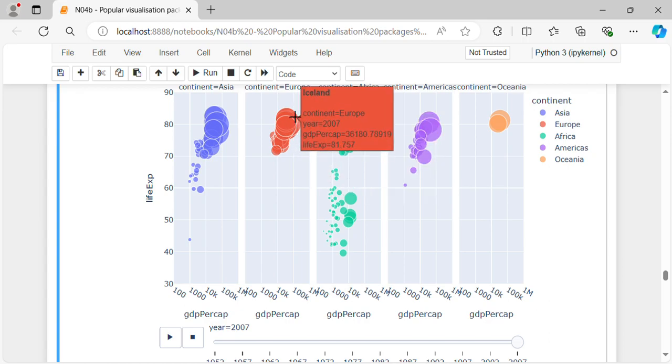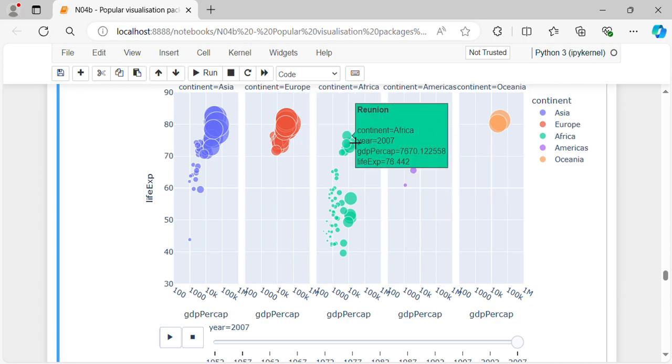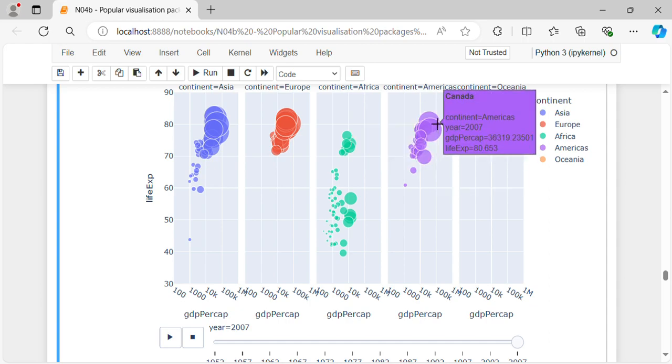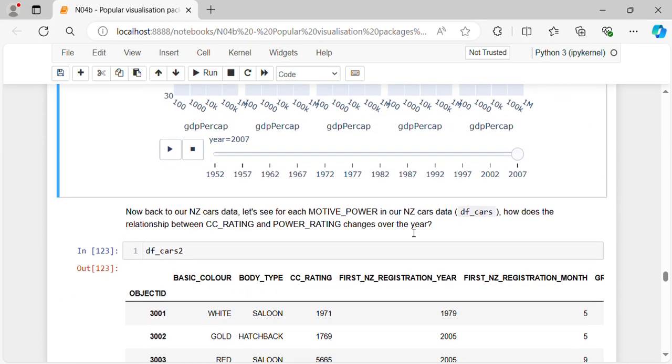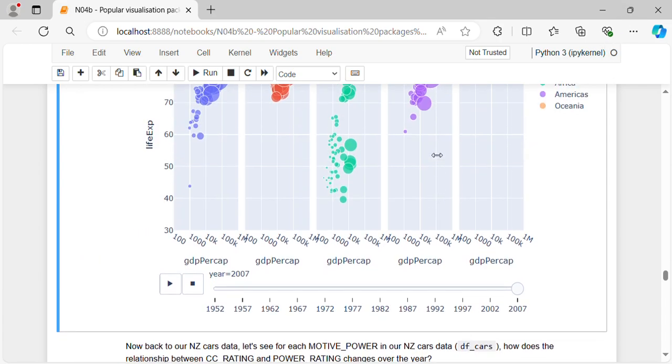In Europe, Iceland seems to be having the highest life expectancy of 81, and in Africa, Reunion seems to be having life expectancy of 76. Canada is having highest life expectancy of 80, and Australia is having highest life expectancy of 81. Okay, so in the next lab we will look at the cars data.